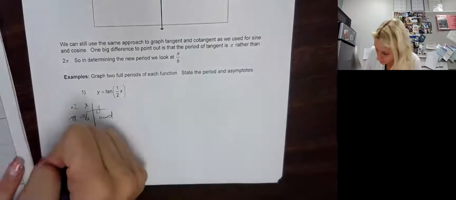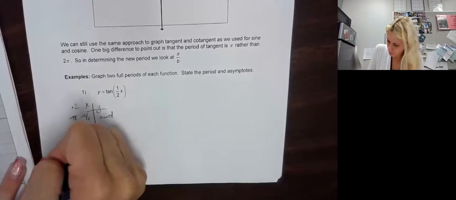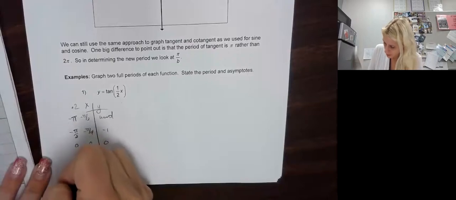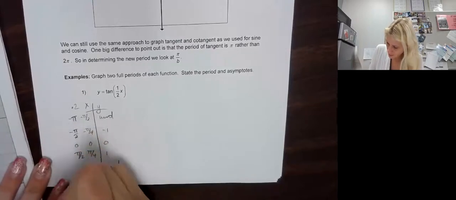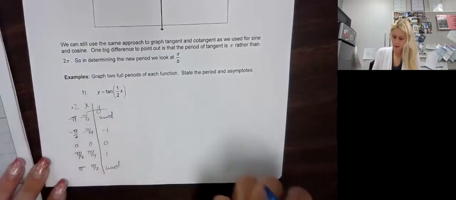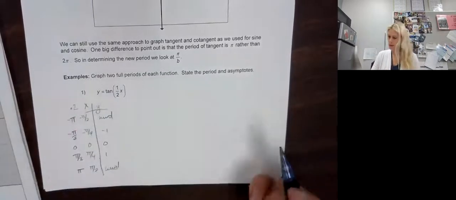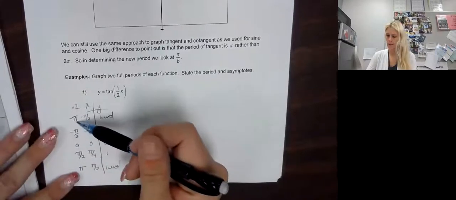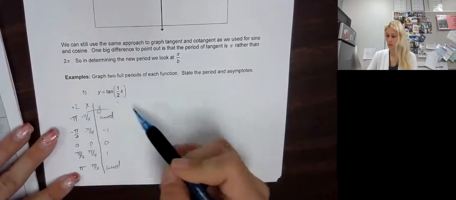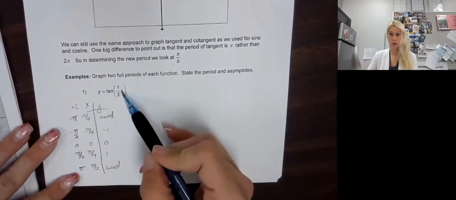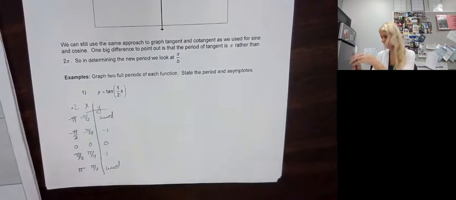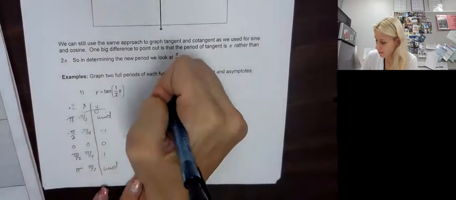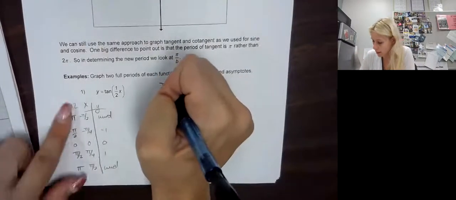Pi, negative pi over 2, 0, pi over 2, and pi. Okay, so again, we have our pi, right? We're doubling it, because we are multiplying that. So here we go. We want to think of the period. Remember, this should be our period right here, this whole thing.